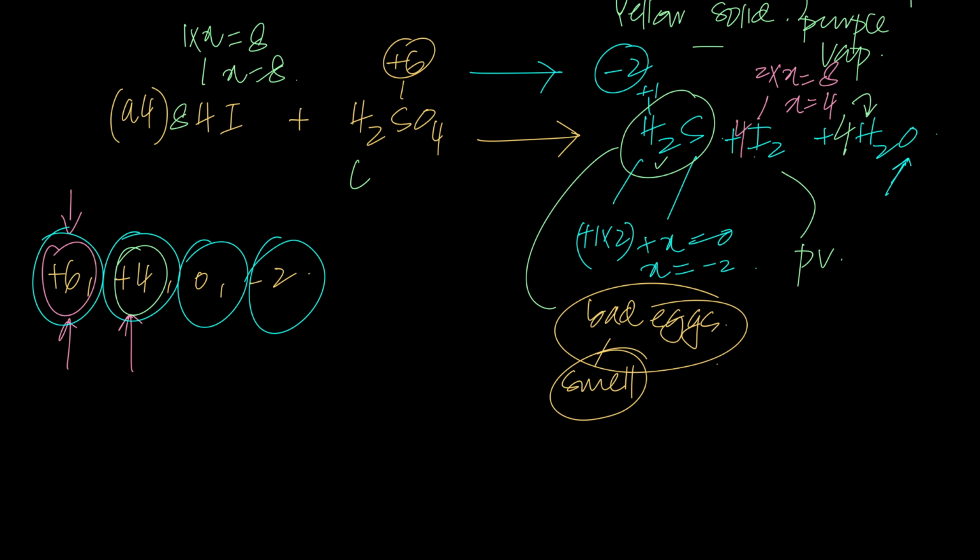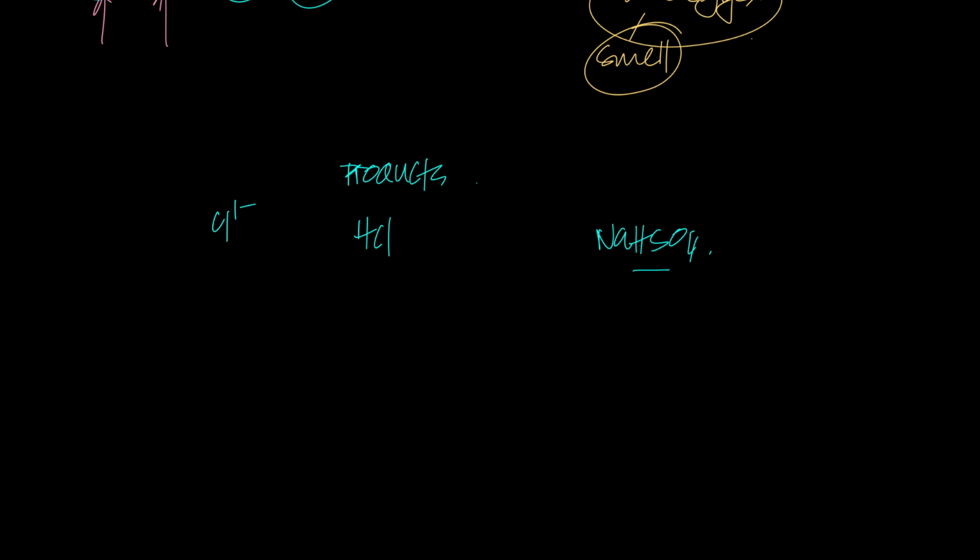Summary. If you have the chloride ion, what are the products? The products with the chloride ion are HCl. Obviously NaHSO4 forms too, that's also a product. So HCl and NaHSO4, right? Then with the bromide ions, what do you have? With the bromide ions, you have HBr, and you also have Br2. That forms.